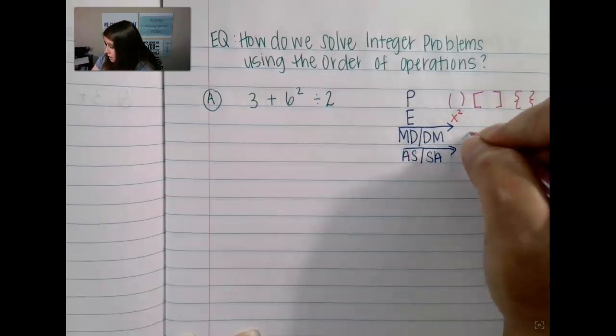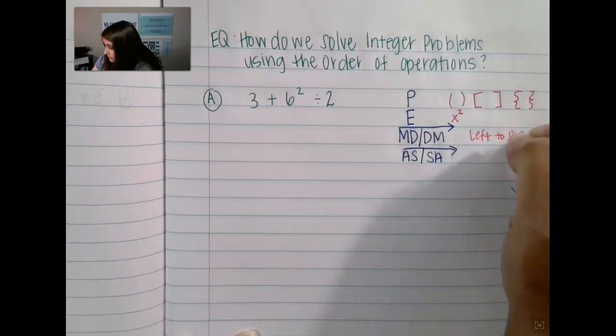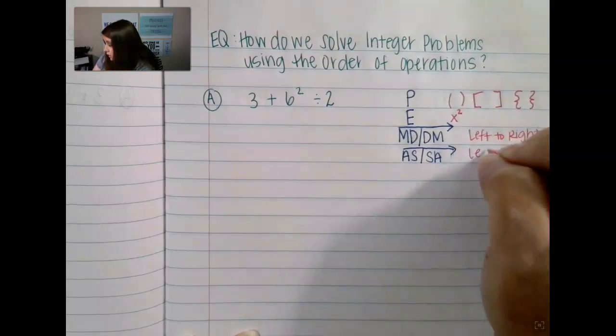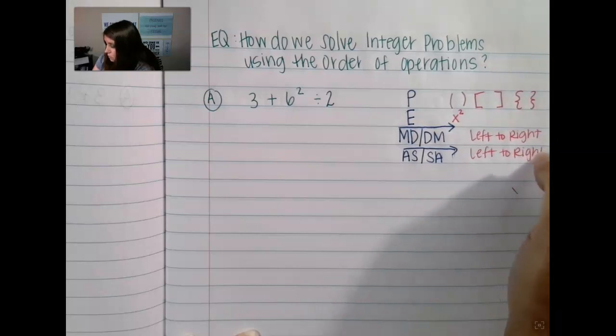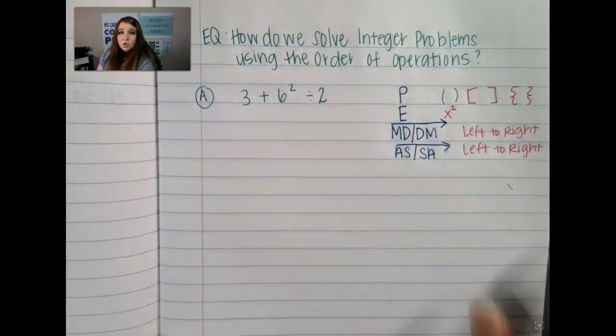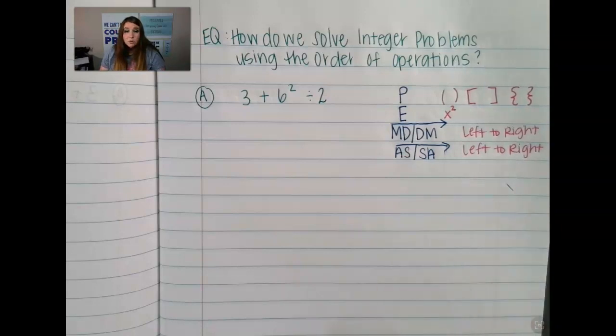Multiplication and division. This is from left to right. Always going left to right. Same thing with addition and subtraction. We want to go from left to right. And the reason why I'm explaining this to you again is because sometimes students don't understand that you have to do the left to right part. And that's okay if you don't know that. That's why we're going to fix that misconception.